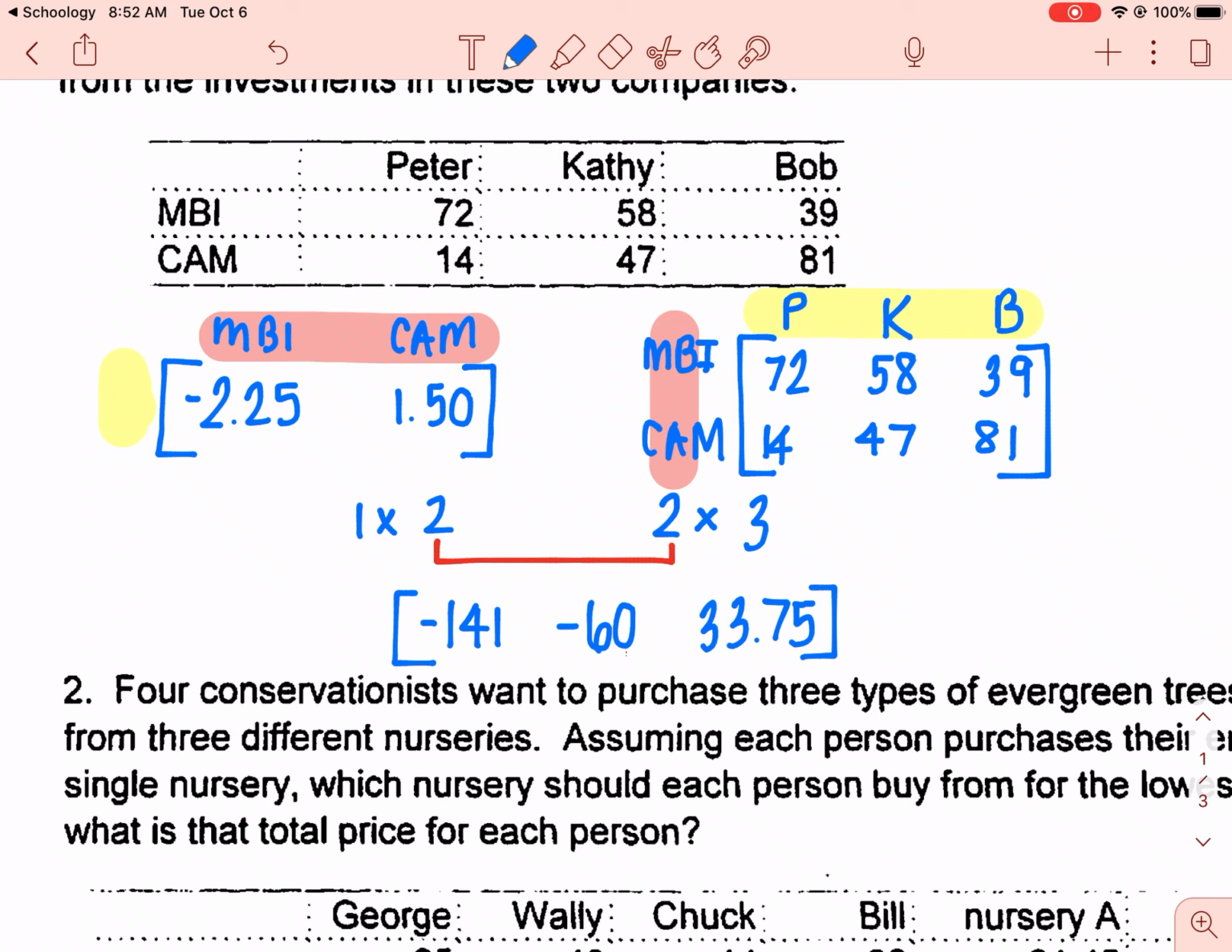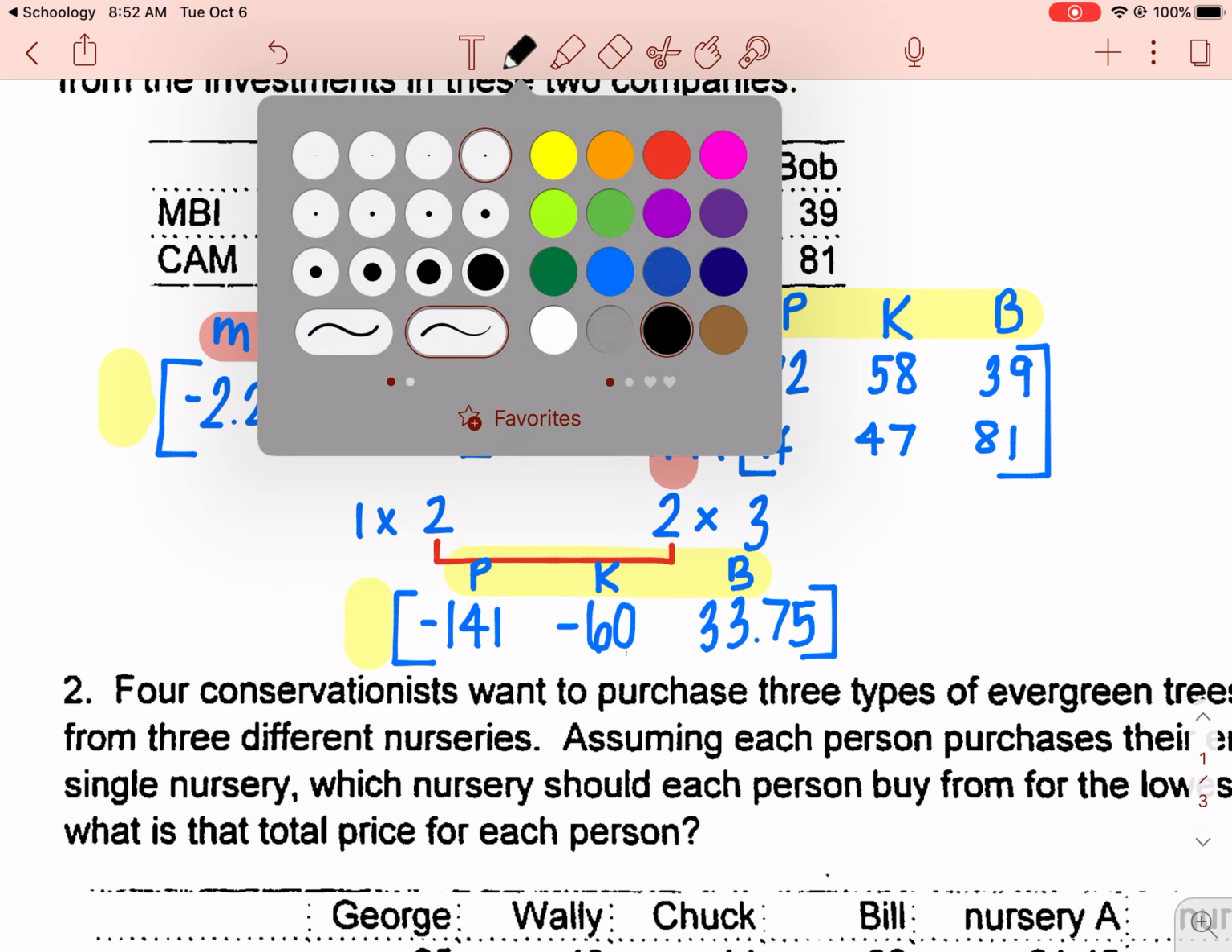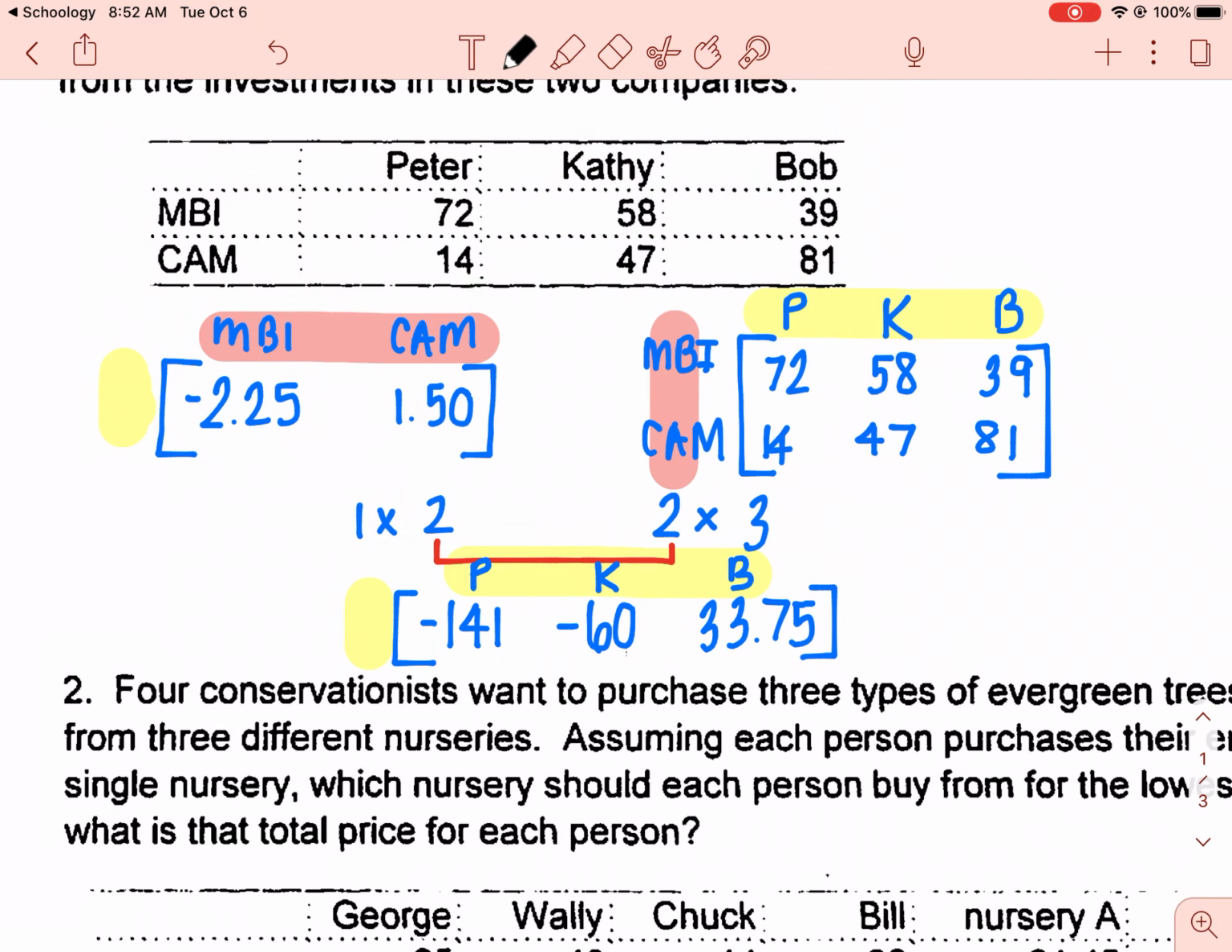Okay, hopefully you got this matrix. I'm going to do some labeling so it makes a little sense to us. This is Peter's loss, Kathy's loss, and Bob's gain. Notice the highlighting. These are the end units we have. So I'm going to box it up. This is my end matrix. So Peter lost, Kathy lost, Bob actually gained money.